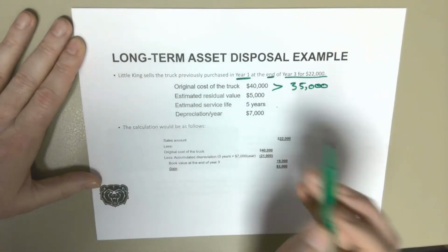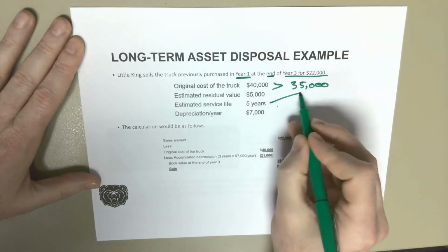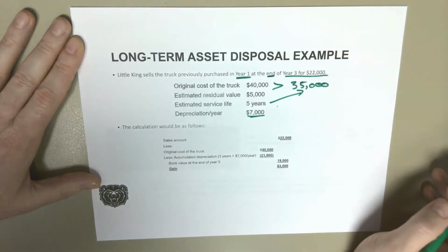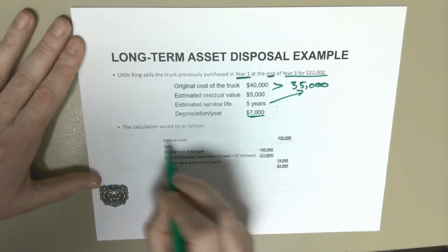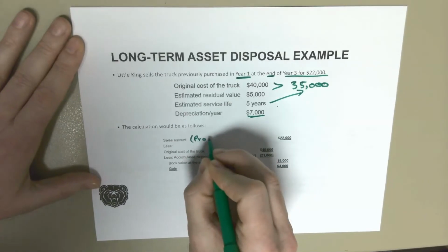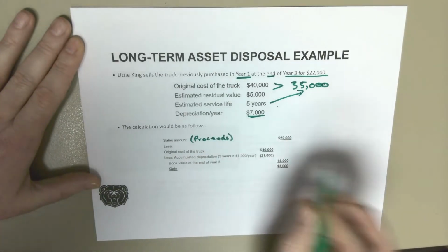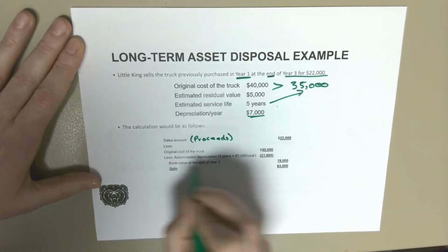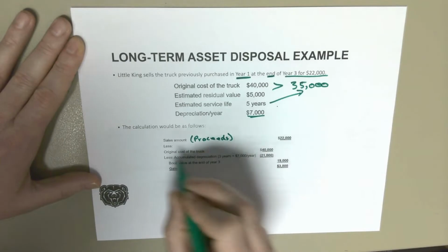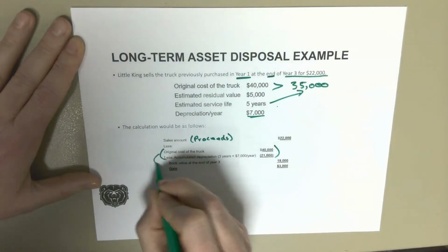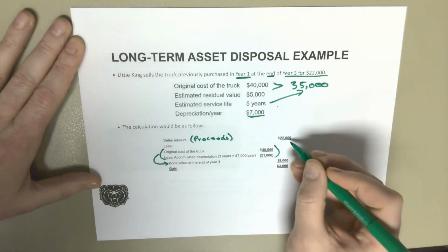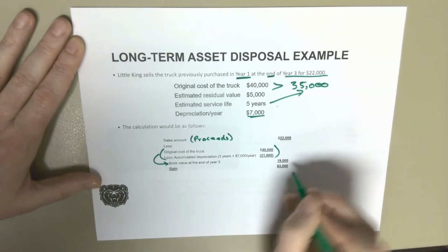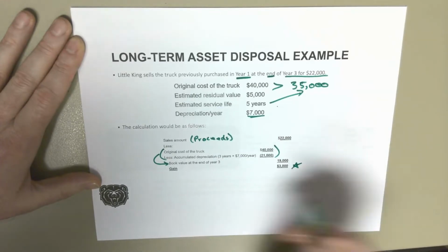And then they divide this by their estimated service life, and that gives them their depreciation each year. So their sale amount, what they sold it for, remember this is the proceeds, was $22,000, less the original cost of the truck, less the accumulated depreciation, right? So this together makes your book value. So your sale amount, your proceeds, less your book value is your gain, okay? And in this instance, we have a gain of $3,000.